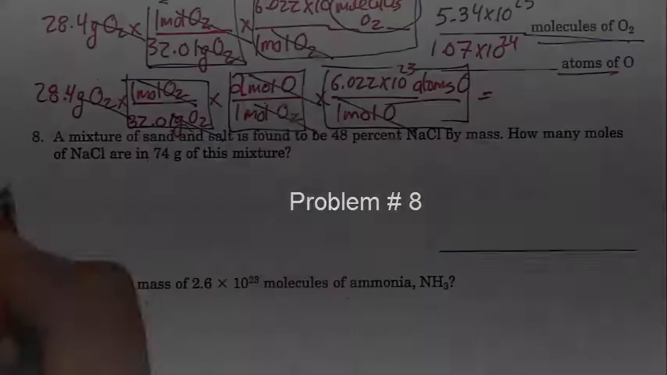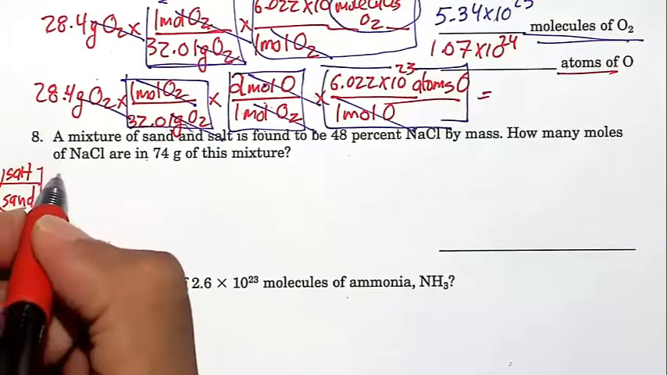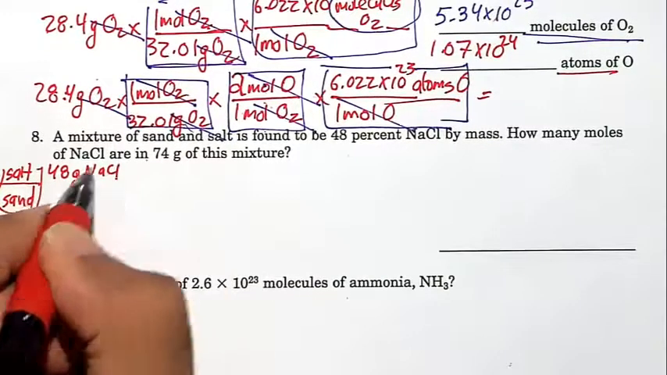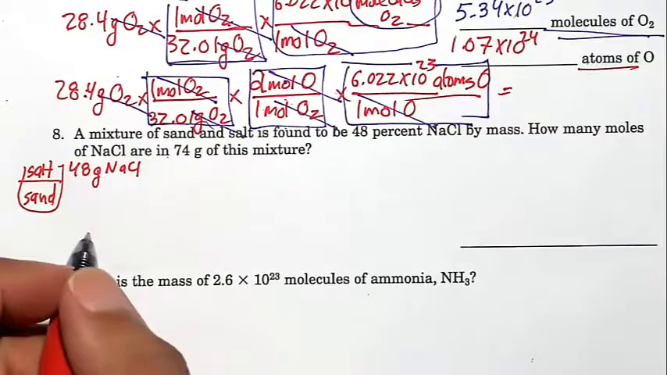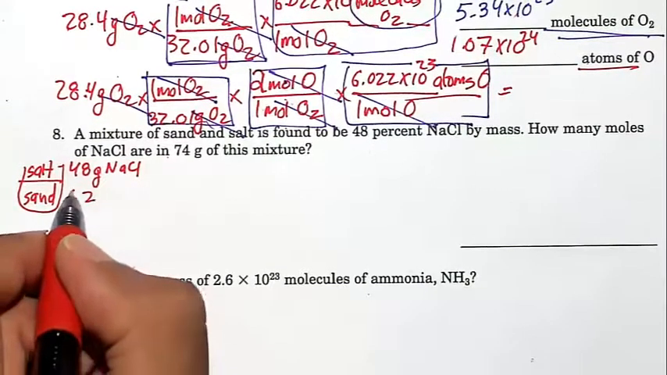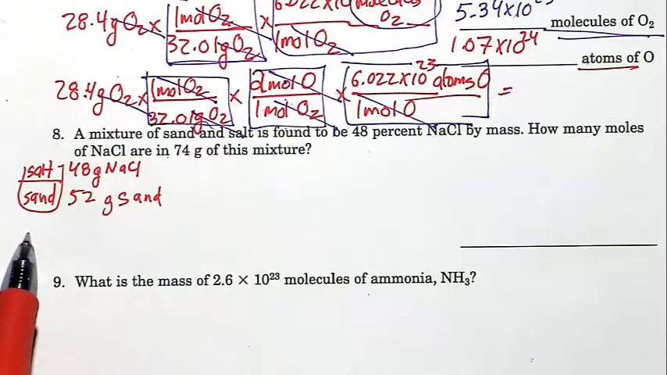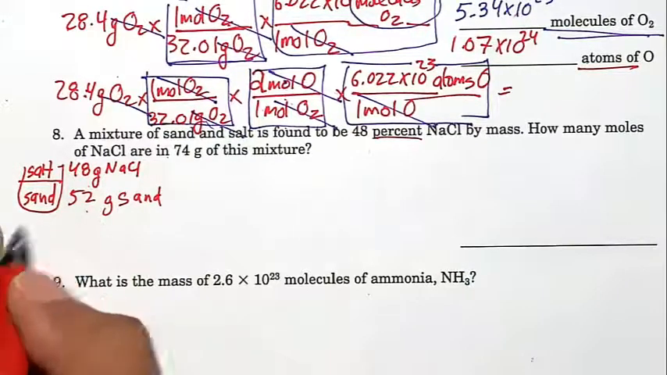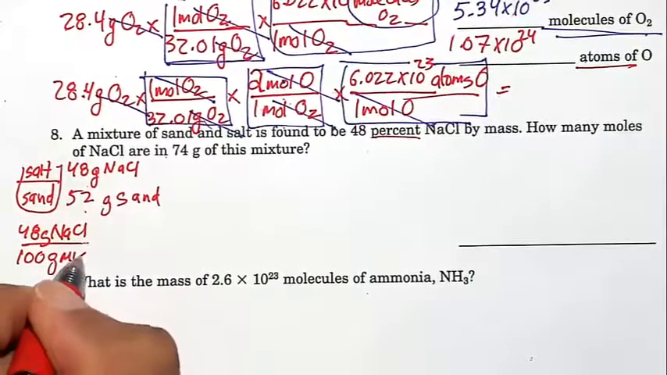Sand and salt is 48% sodium chloride by mass. So if I were to draw this, here is sand, here is salt, and I have 48% sodium chloride, which means I have 48 grams of sodium chloride. And how many grams of sand would I have? Just make your life easy and pretend you have 100 grams of this substance. So that would mean I have 52 grams of sand here. So give a nice round number of 100 and you'll have 48 grams of sodium chloride, 52 grams of sand. That is essentially 48%, which is 48 grams of sodium chloride in 100 grams of mixture.